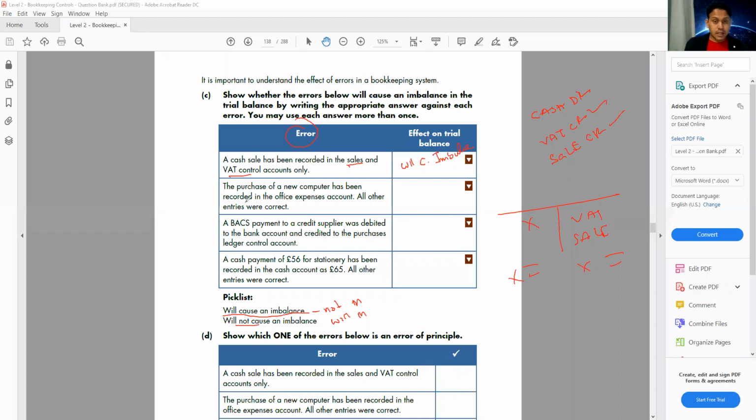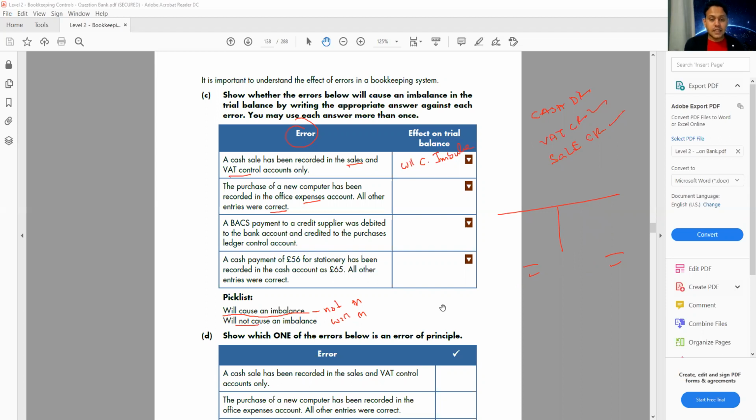Okay. The next one is saying the purchase of a new computer has been recorded in the office expense account. All other entries are correct. I'm buying a computer, but incorrectly I said this is the office expense. Do you think that will make my trial balance imbalance, or will it match? It will not create an imbalance. So you have to think very carefully. On the trial balance, we only consider whether it is debit or credit.